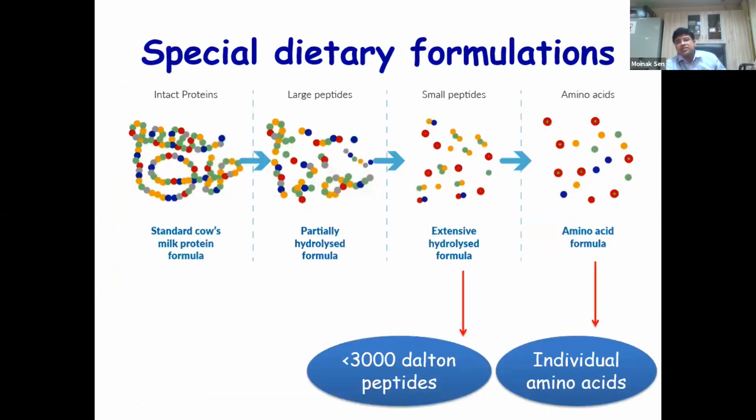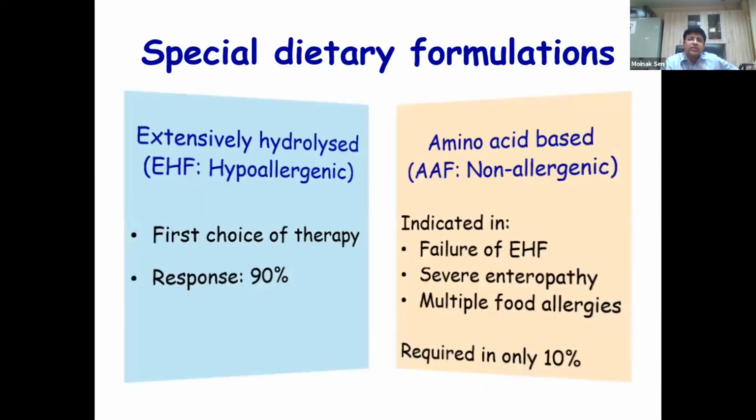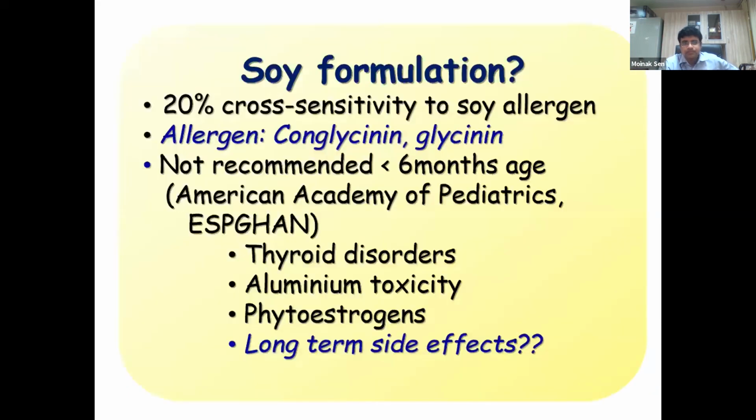So you have special dietary formulations for when you have to use hydrolyzed formula. You have intact proteins, larger peptides, smaller peptides, and amino acids. As you break down the protein, the allergenicity decreases. With that thought, people have started using the extensively hydrolyzed formula, which is called the hypoallergenic formula, and the response is 90%. If you have intolerance to the extensively hydrolyzed formula, or there has not been a benefit, then we can use the amino acid formula, which has even smaller particles, and these are indicated if your extensively hydrolyzed formula has failed.